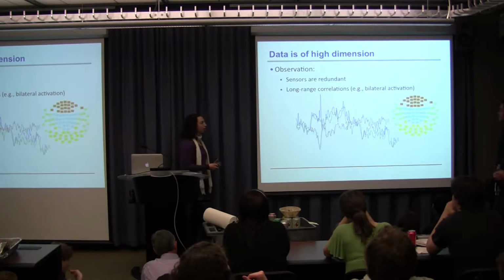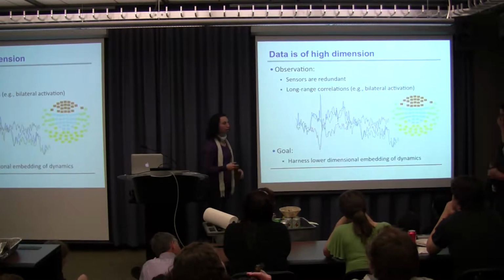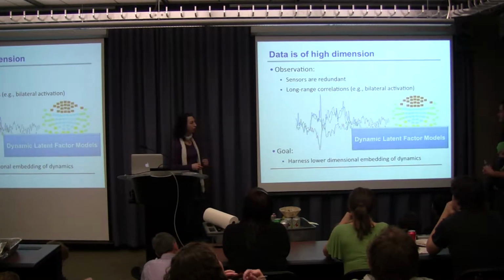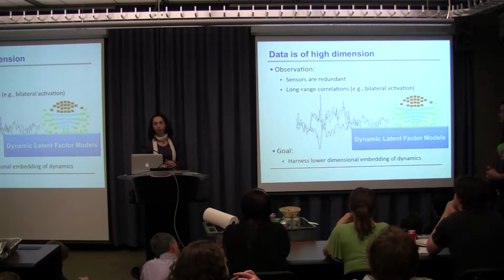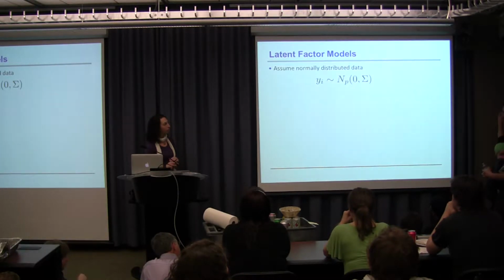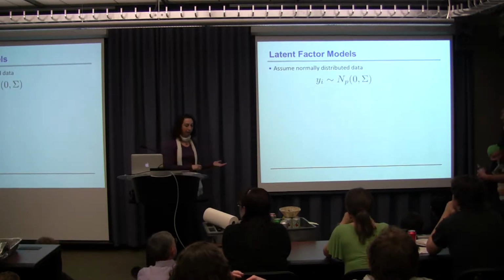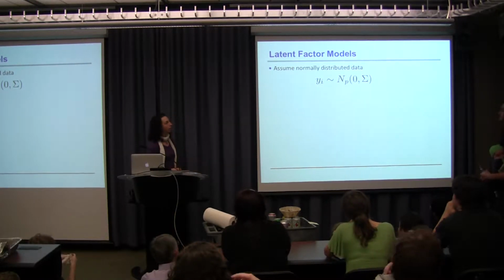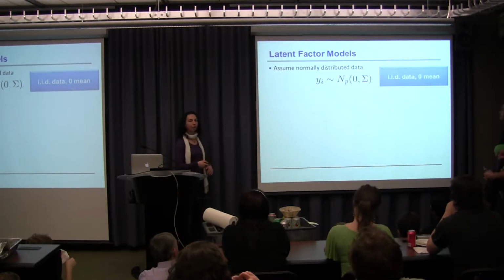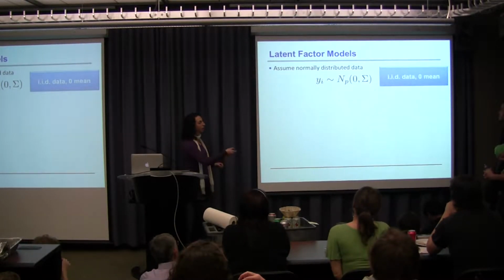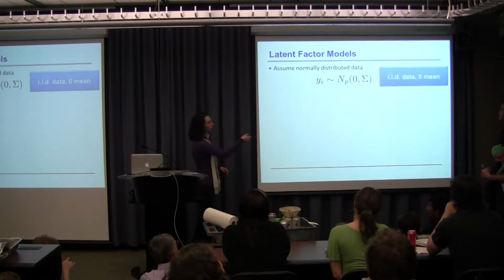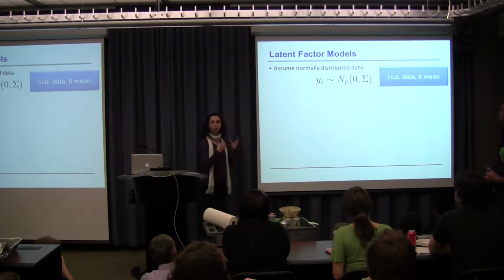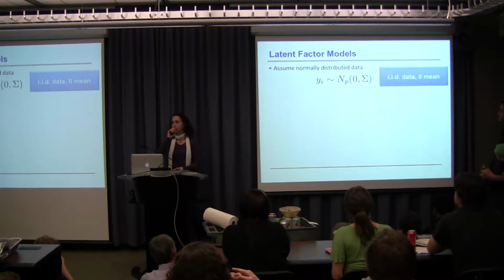So in such scenarios, what we can do is harness lower dimensional embeddings of the dynamics. In particular, we're going to look at using dynamic latent factor models. Before we explain our dynamic latent factor approach, let's just look at standard latent factor models. Here we're going to assume that we have IID, zero mean normally distributed data that's p-dimensional. So this is a p-dimensional vector. Just remember that this covariance matrix captures the correlations between the different elements of this p-dimensional observation.